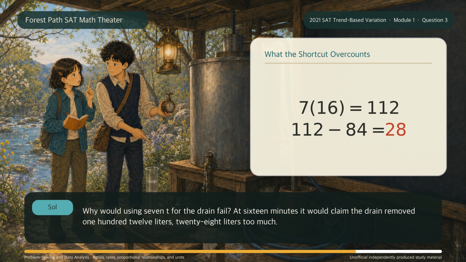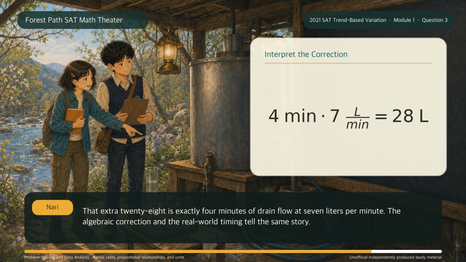Why would using 7T for the drain fail? At 16 minutes, it would claim the drain removed 112 liters, 28 liters too much. That extra 28 is exactly 4 minutes of drain flow at 7 liters per minute. The algebraic correction and the real-world timing tell the same story.